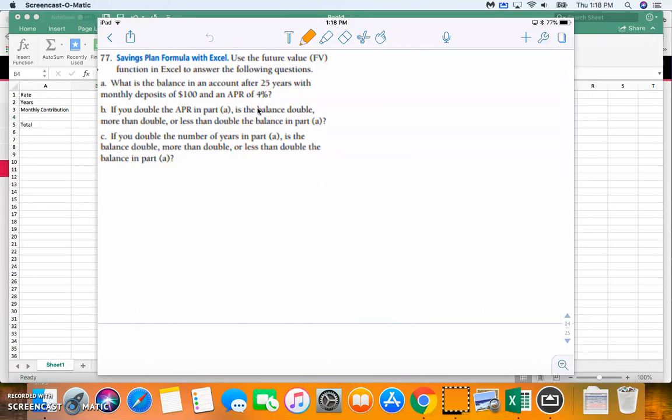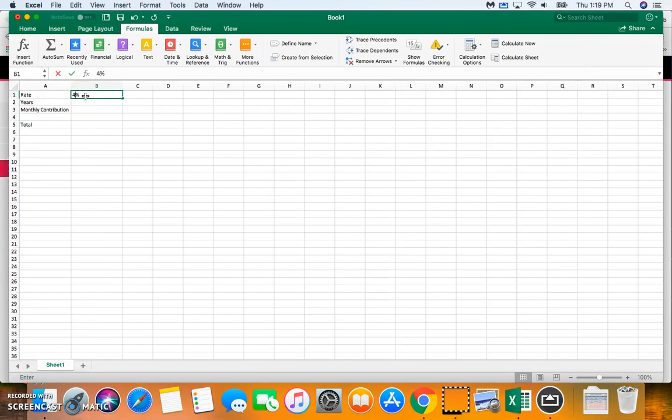So what we need to do is transfer this information over to Excel. So our rate was 4%. Make sure you put a percentage in there or change it to a decimal. 25 years was the other piece of information, and then lastly the monthly contribution was $100. So we have our information. Now we want to put it into Excel like this so that if we need to make any changes, we just change the cell and it will automatically change our formula.